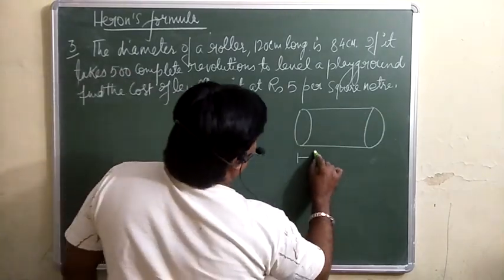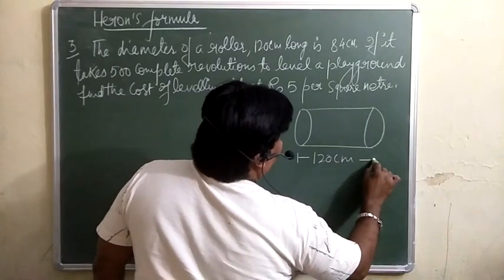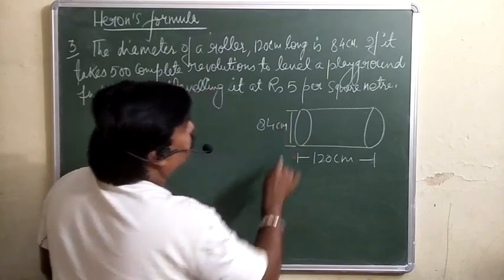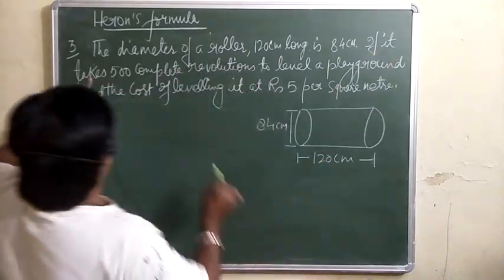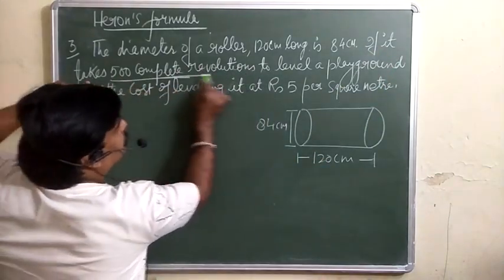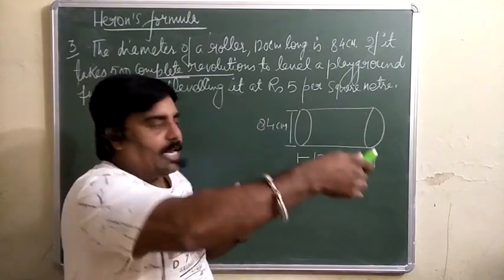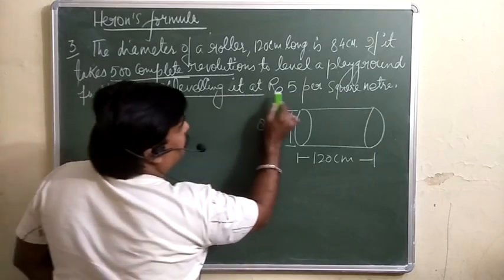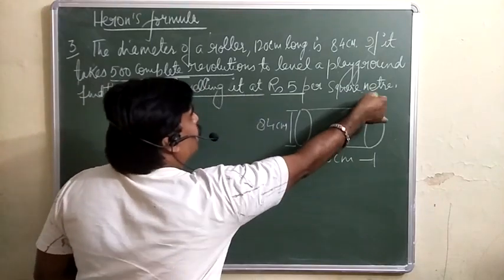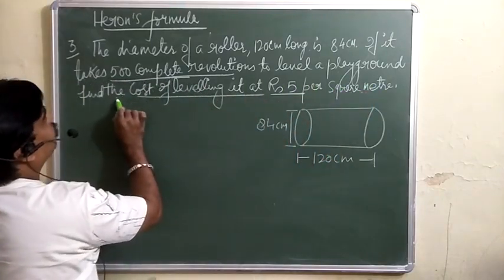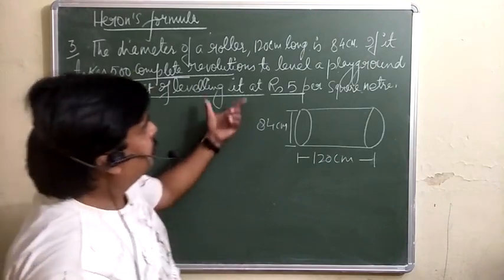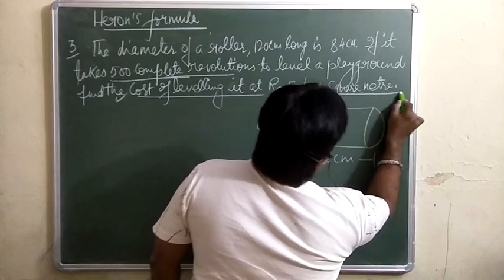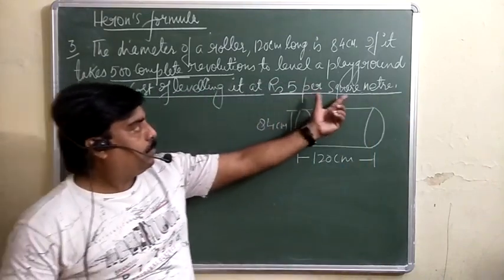Its length is given, that is 120 centimeter, and its diameter is given 84 centimeter. He is saying if it takes 500 revolutions, means it is going to rotate 500 times, then level to playground, the cost of the level is given 5 rupees per square meter.